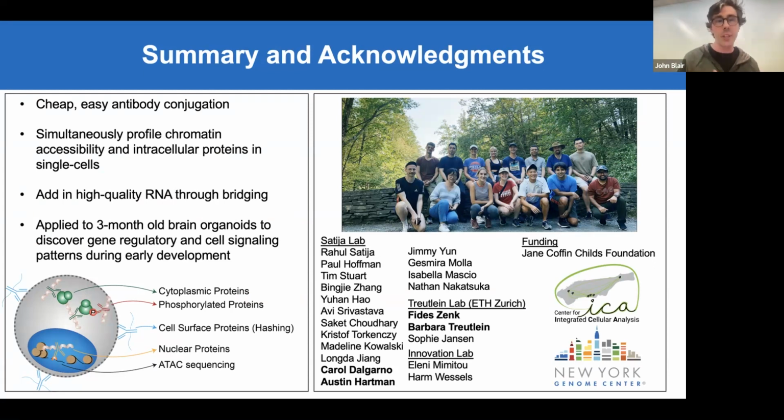Phospho-seq is a method for simultaneously profiling chromatin accessibility and intracellular proteins in single cells, where we bring in RNA through bridging to create a trimodal data set. We can create large intracellular panels very cheaply and easily with antibody conjugation. And then in this paper, we applied Phospho-seq to 3-month-old brain organoids to discover gene regulatory and cell signaling patterns during early development.